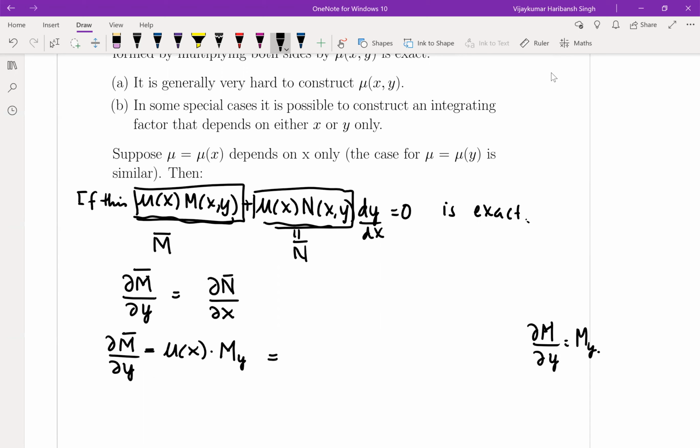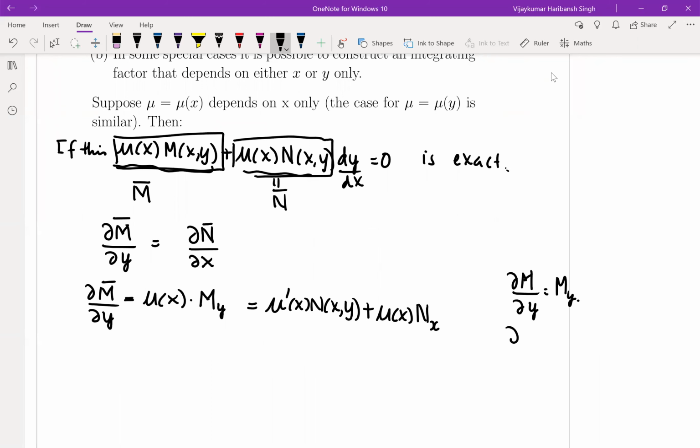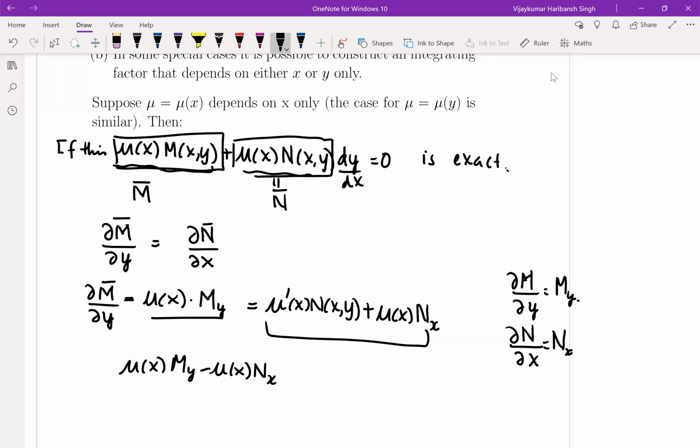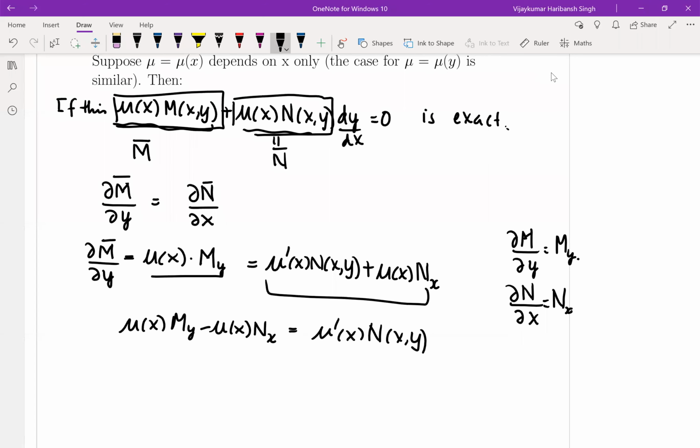On the other hand, this should be equal to the partial derivative of N bar with respect to x. Here we'll have to employ the product rule. So we have first mu prime of x times N(x,y) as it is, plus mu of x times Nx, the symbol for the partial derivative of N with respect to x. Now these two things are equal. So what should my mu satisfy? Bring this on the other side: mu(x) My minus mu(x) Nx equals mu prime(x) N(x,y).